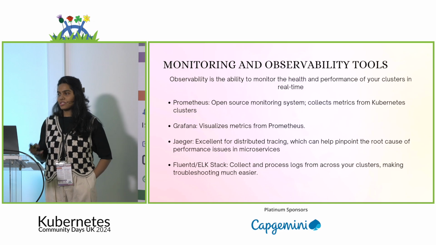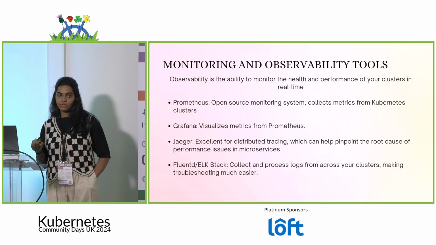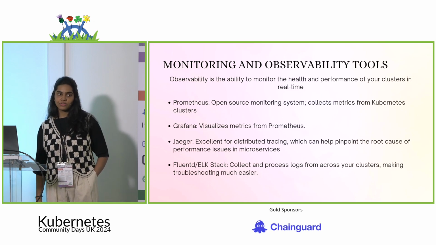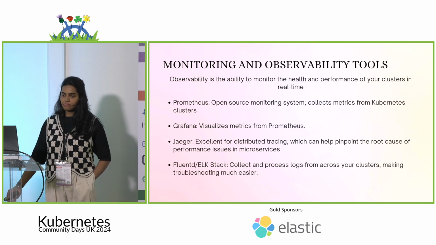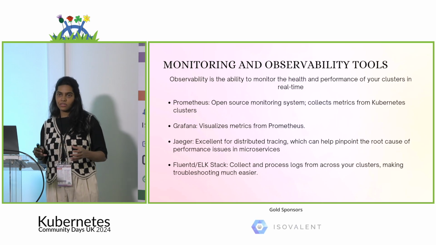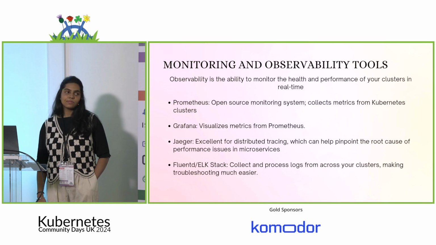Jaeger is for distributed tracing. It can pinpoint where exactly it has gone wrong, so you can find the root cause of performance issues. And the last one is Fluentd or the ELK stack. You can collect and process the logs from your clusters, and it helps with troubleshooting.